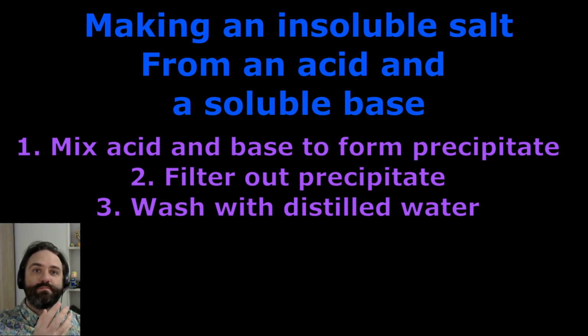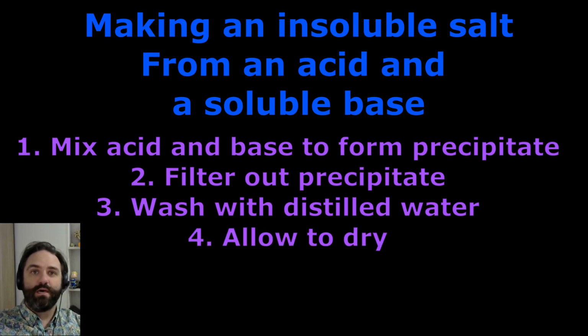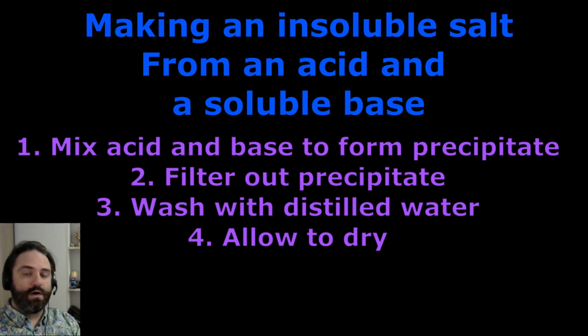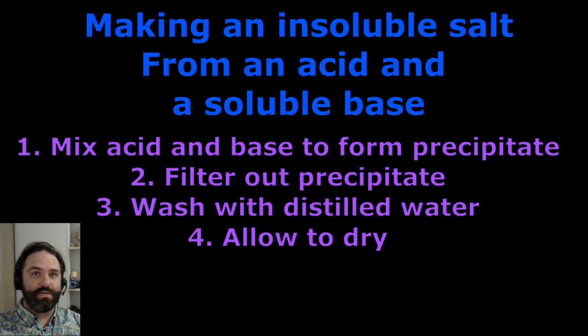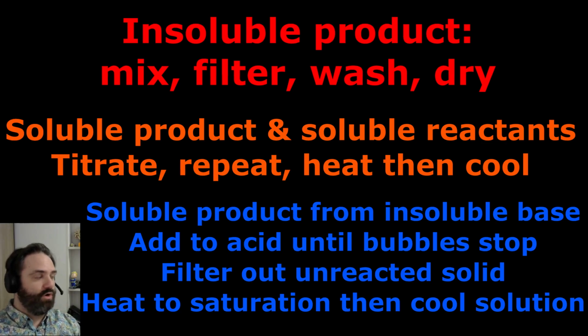Then you heat it up, and it's dry. You can heat it up in an oven, or just put it on a windowsill and allow it to dry. And that is your insoluble salt. So to recap that last one, to make an insoluble salt from soluble reactants, mix them together to form a precipitate, filter out the precipitate, wash the precipitate, dry the precipitate. That's often 4 separate marks. Okay, so here are the different steps for the 3 different methods. Again, it depends on what you are making and what you are making it from.